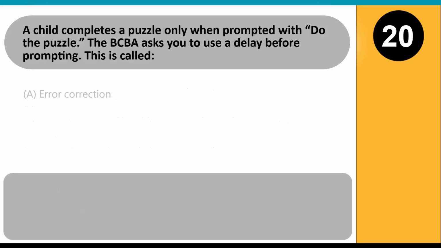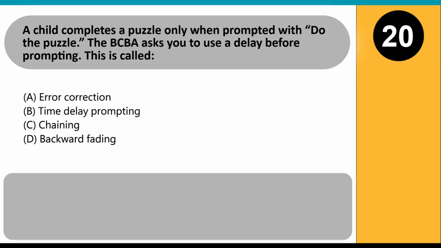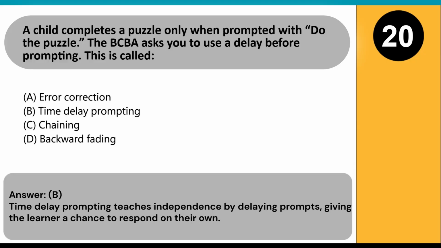A child completes a puzzle only when prompted with "do the puzzle." The BCBA asks you to use a delay before prompting. This is called A. Error correction. B. Time delay prompting. C. Chaining. D. Backward fading. Answer B. Time delay prompting teaches independence by delaying prompts, giving the learner a chance to respond on their own.